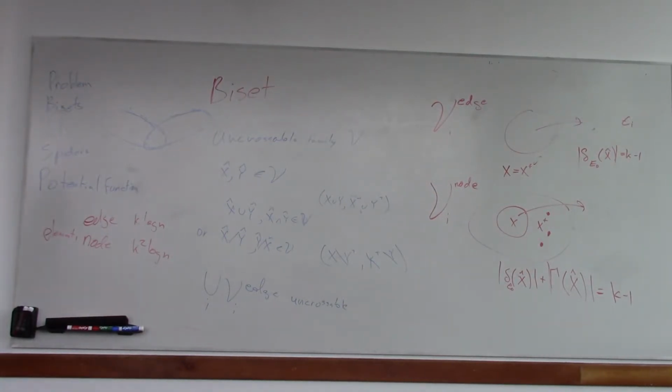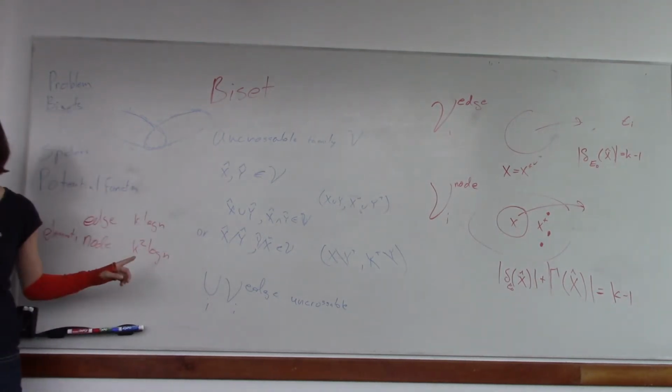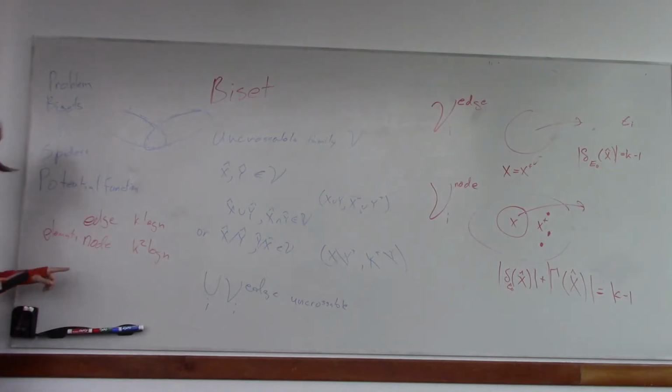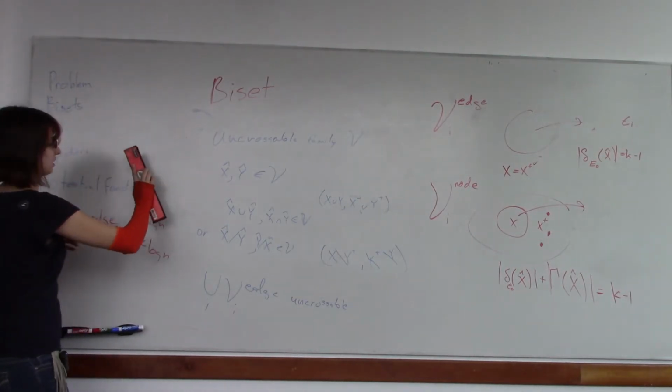Okay. So we're going to look at the LPs now, and there's quite a few of those. Are we good with bisets? I want to try and keep moving so we can at least get to spiders. The potential function isn't that interesting.